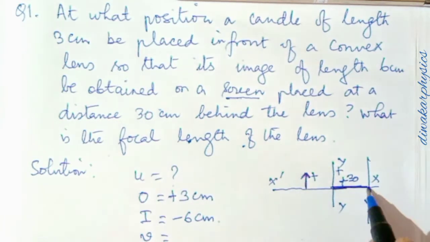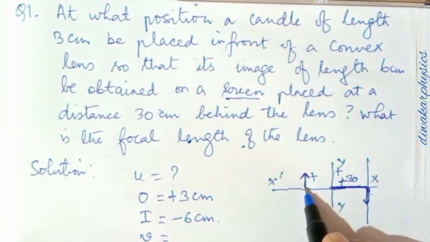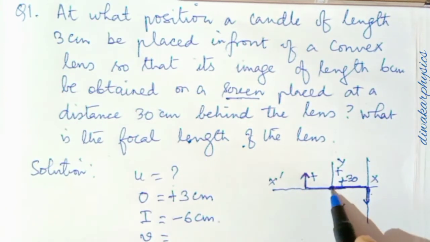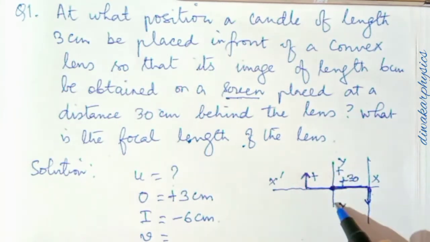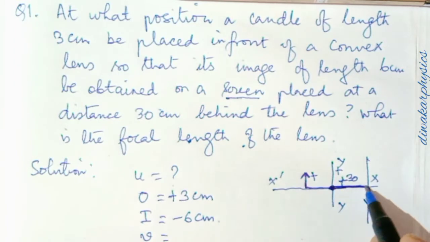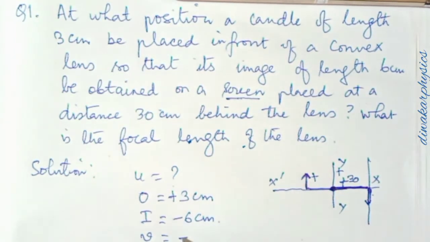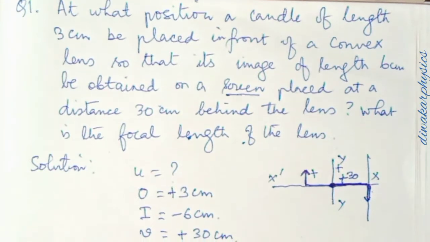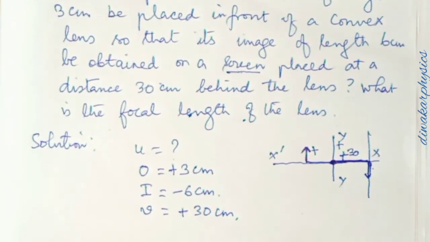Always remember, image distance or object distance are always calculated from the optical center, which is the origin in this Cartesian system of sign convention. So distances are always measured from the optical center. So 30 is the image distance, so plus 30 centimeter. So this is the information given in the question.